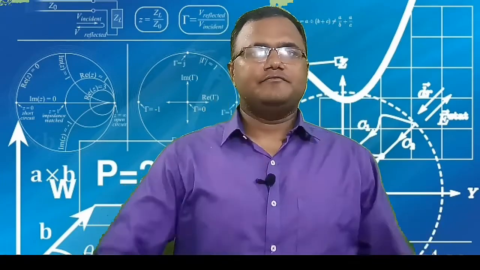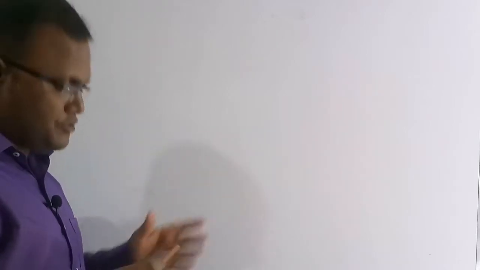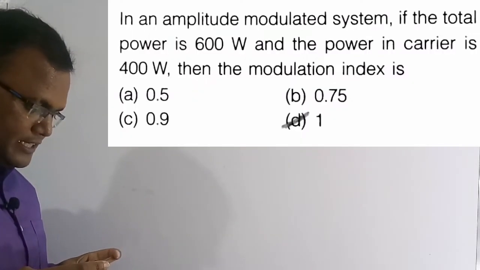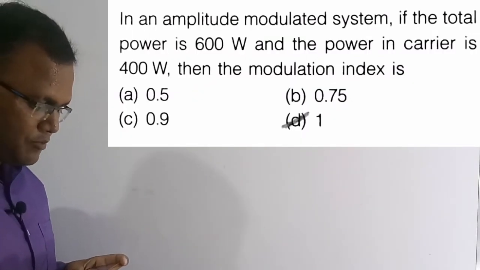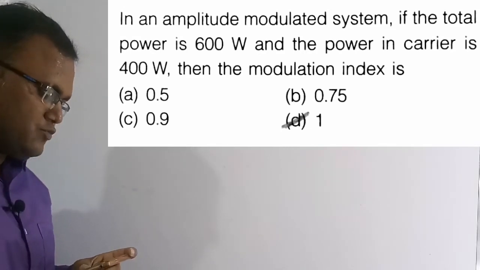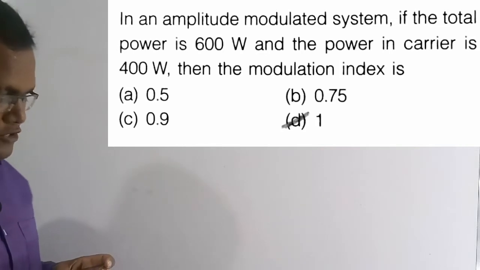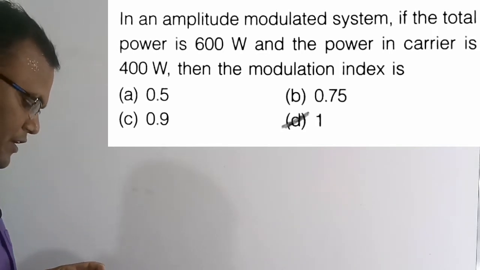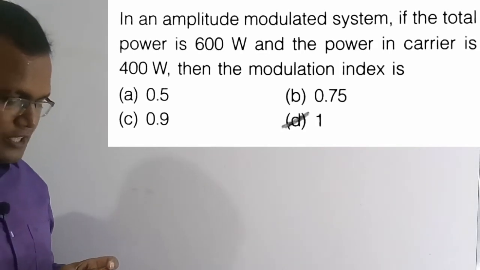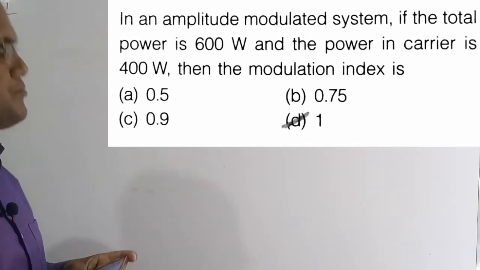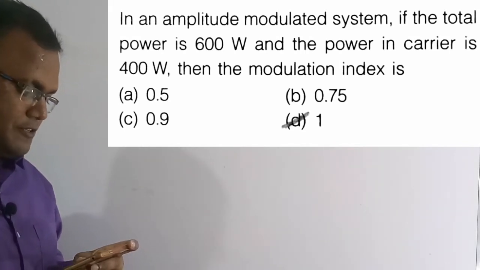So let's get started. Now we are going to solve the first question. See the question here. In an amplitude modulated system, if the total power is 600 watt and the power in the carrier is 400 watt, then the modulation index is. Option A 0.5, option B 0.75, option C 0.9 and option D 1. Out of the four options, option D 1 is the correct solution of this question.